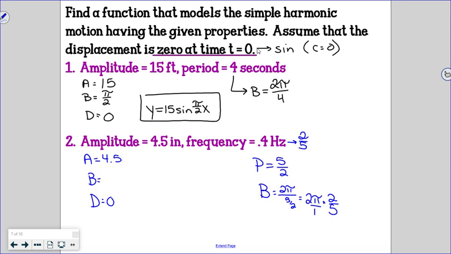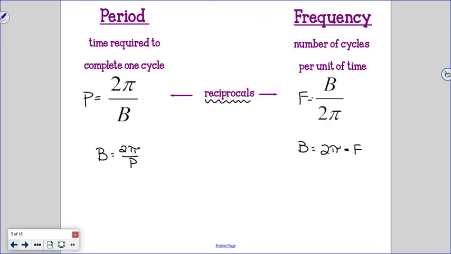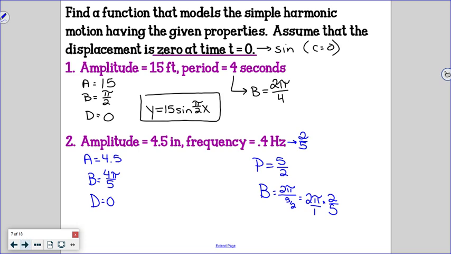Now, could I have remembered from the other page, if I scroll back here 2 pages, that B is just 2 pi times the frequency? Yes, and we got the exact same thing. We didn't need to remember that formula, but if you did, it just kind of saved you a step, which is fine. Put all that into my equation.